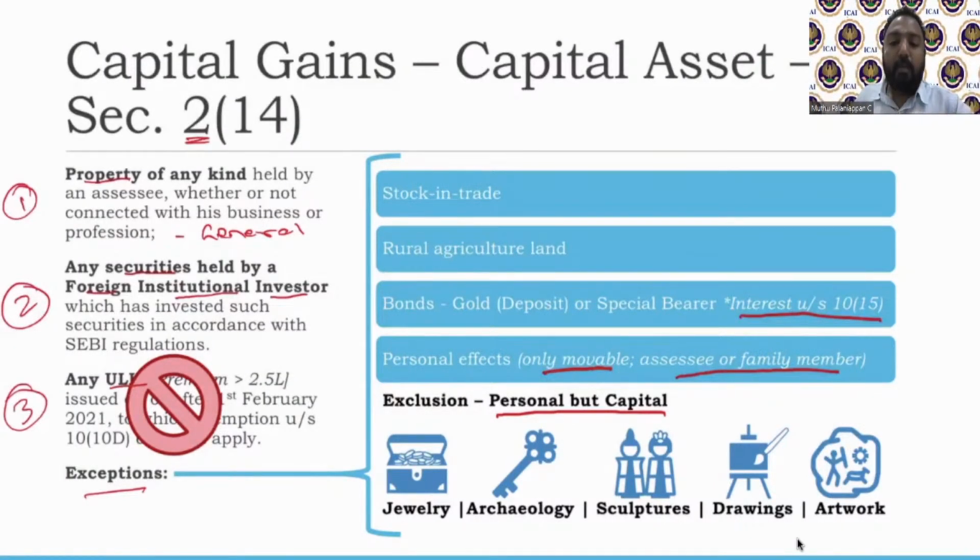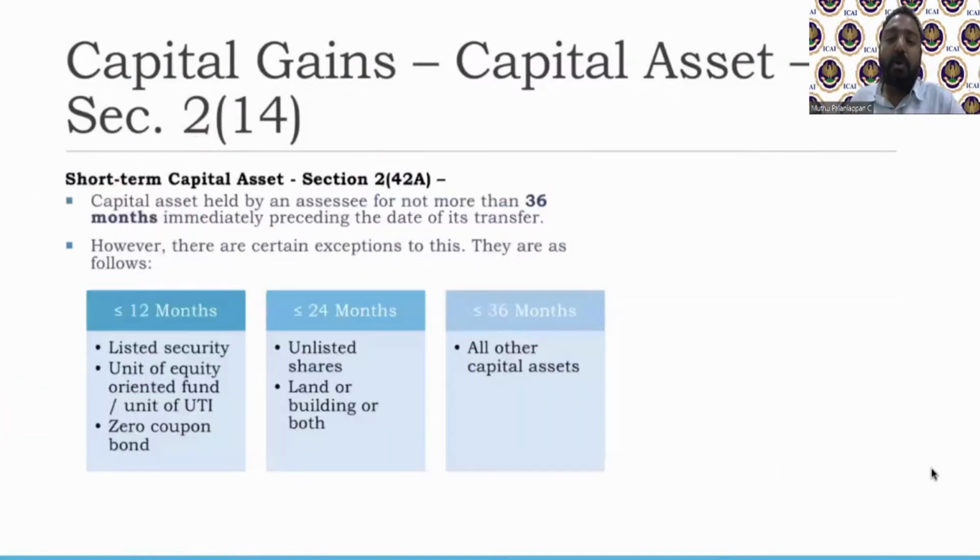So now, once we have understood capital asset, we need to see what the classifications are within capital assets. We have just defined capital asset under section 2, clause 14. When you categorize it, it falls into two categories. One is short-term capital asset. The other, when you say short, will obviously be long.